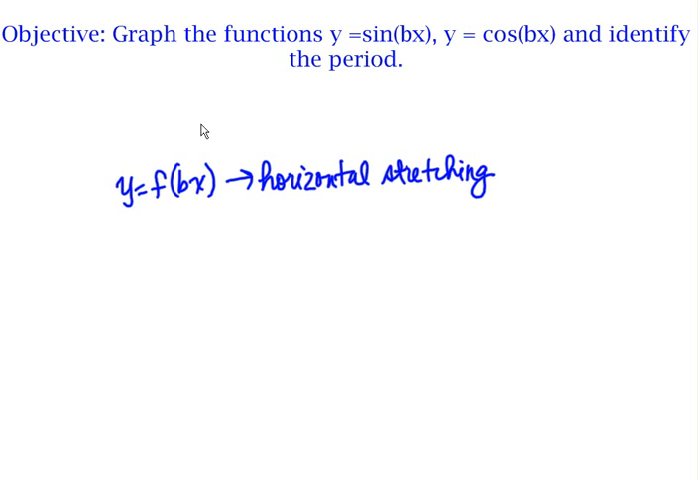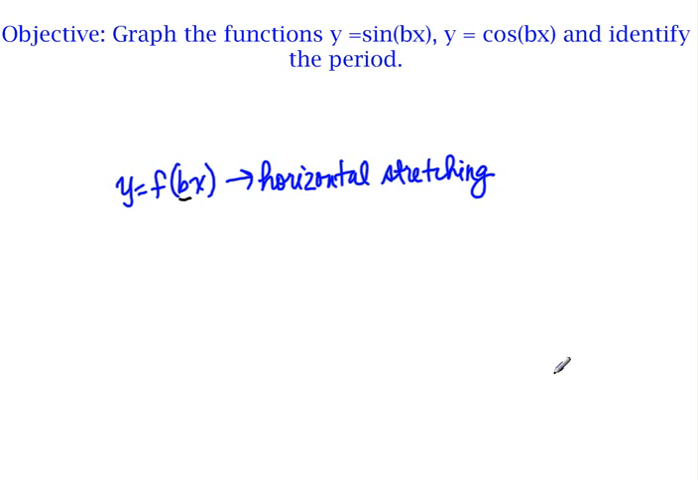The objective of this lesson is to show you how to graph functions of the form y equals sine bx and y equals cosine bx and identify the changes to the basic sine and cosine functions. And you might recall that when you have a transformation y equals f of bx, that b implies a horizontal stretching or shrinking to the original graph of y equals f of x.